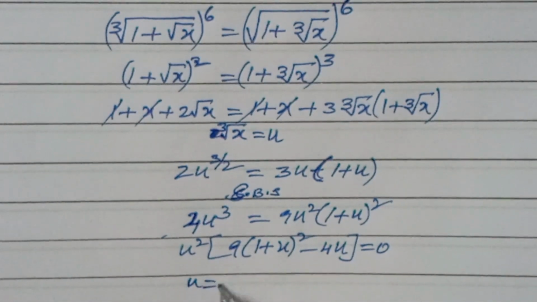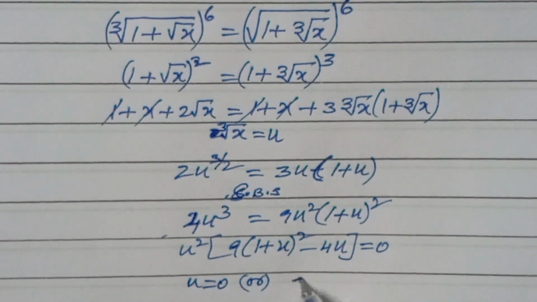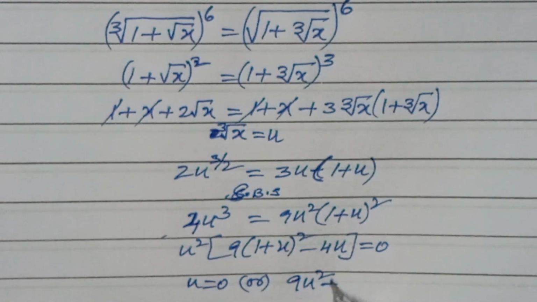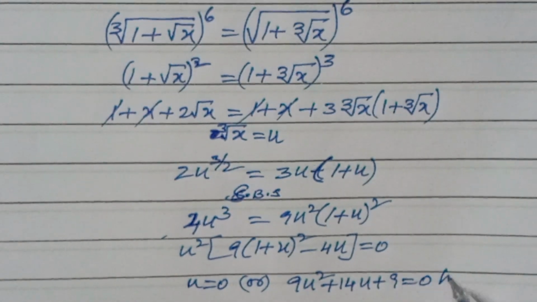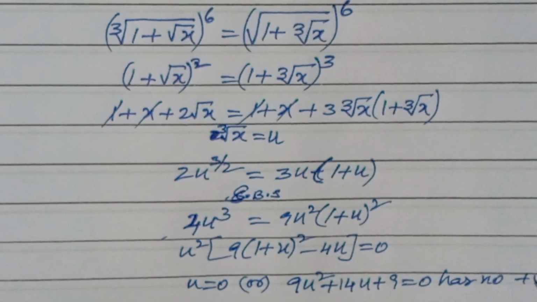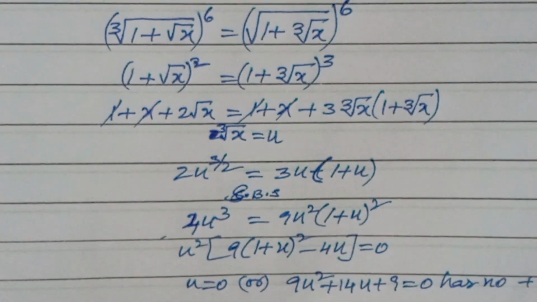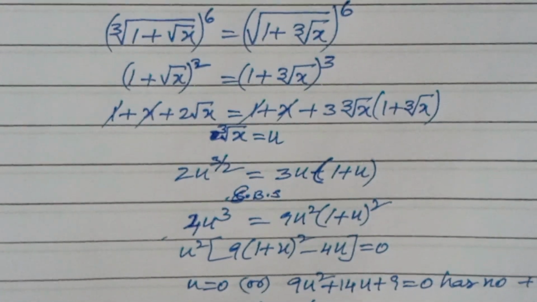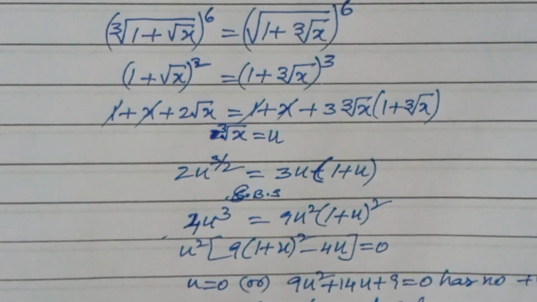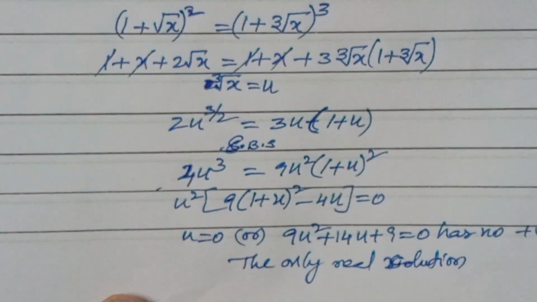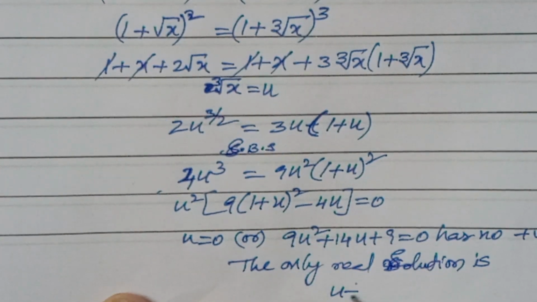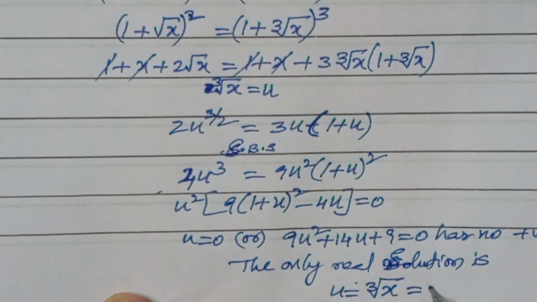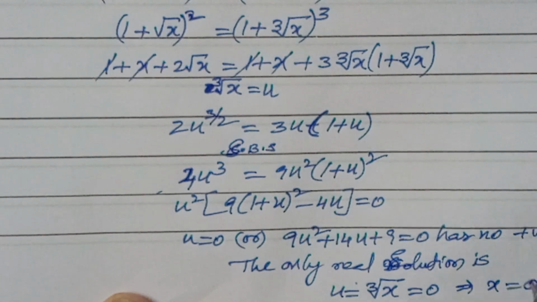Now u is equal to 0 or 9u square plus 14u plus 9 equal to 0, which has no positive solution. It's imaginary. So the only real solution is u is equal to 0. Cube root of x equal to 0. That implies x equal to 0.